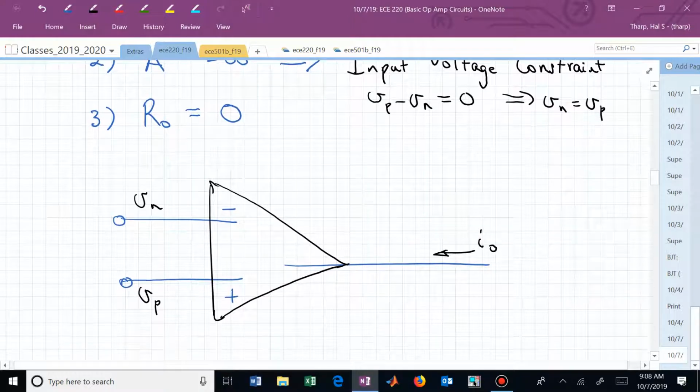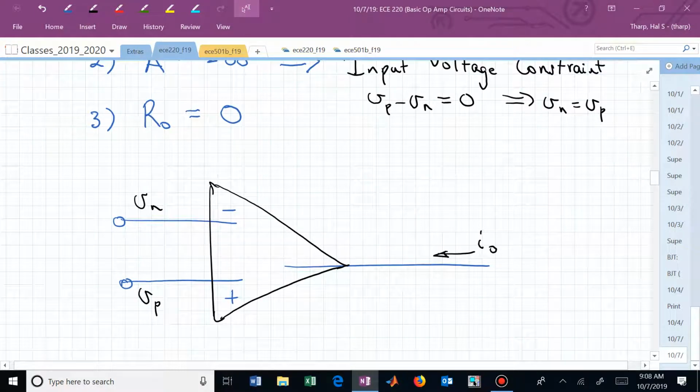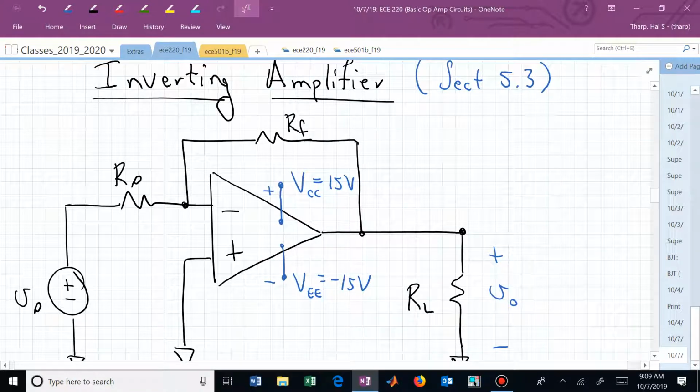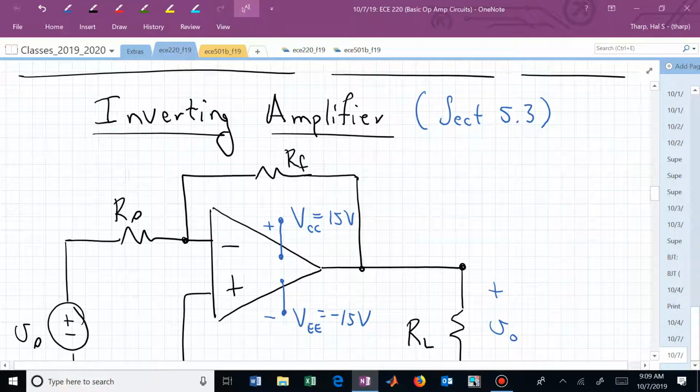And we could then simply draw our op-amp, like we've drawn so far, as this triangle with some input pins, the inverting input and the non-inverting input with voltages V sub n and V sub p, and the output pin with current directed as I sub 0. The convention is to have all of these currents flowing in towards our op-amp circuit or symbol. So let's use that information now to analyze some problems.